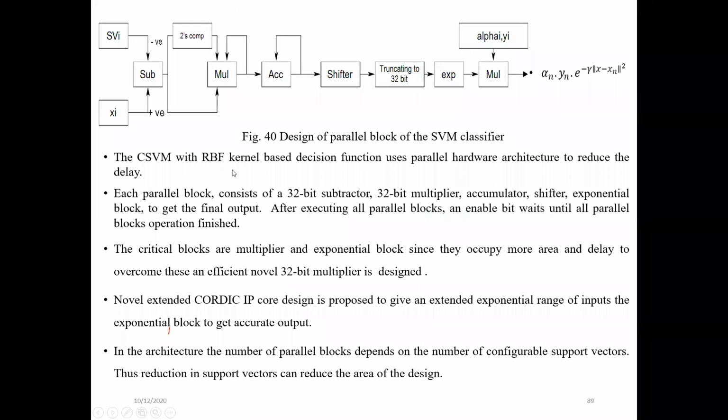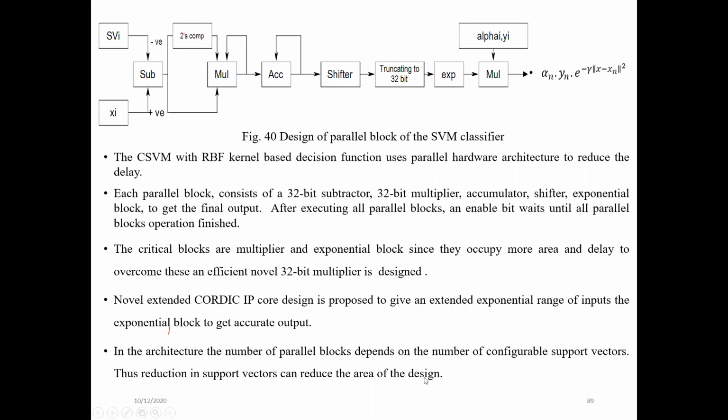The CSVM with RBF kernel based decision functions uses parallel hardware architecture to reduce the delay. Each parallel block consists of a 32-bit subtractor, 32-bit multiplier, accumulator, shifter, and exponential block to get the final output. So you observe that the hardware implementation or VLSI architecture needs a number of subtractors, multipliers, accumulators, shifters, and exponential blocks. The critical blocks are the multiplier and exponential block since they occupy more area and delay. To overcome these, an efficient novel 32-bit multiplier is designed.